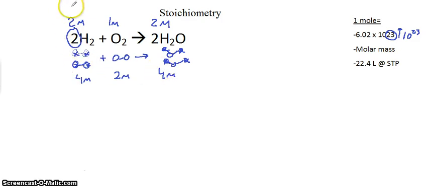Let's say I had 3 moles of hydrogen. How many moles of this would I need? It would be half that, so it would be 1.5 moles of this, and I would get 3 moles of water. So you see the relationship is always 2 to 1 to 2. That's what stoichiometry is basically dealing with.